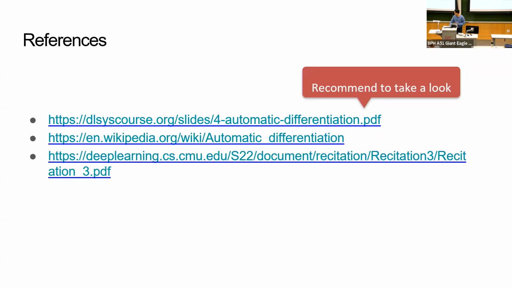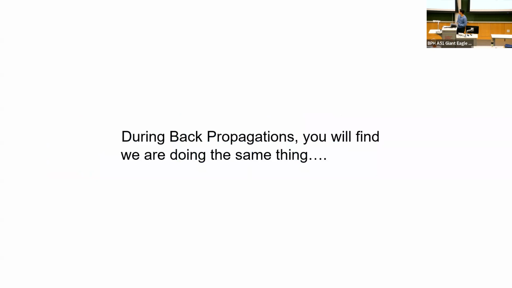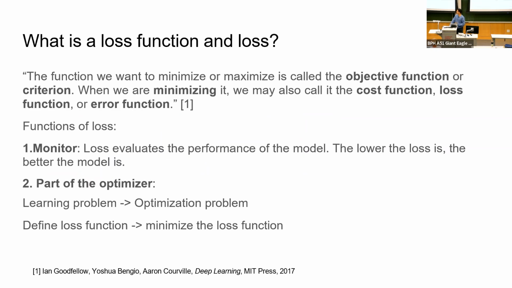Moving on. During backpropagation, you will find that we're doing pretty much the same thing. We deal with something we know as loss. Before we continue, let's understand what loss really is. The function we want to minimize or maximize in some cases is the objective function. When we are minimizing it, we may also call it the cost function, loss function, or the error function.